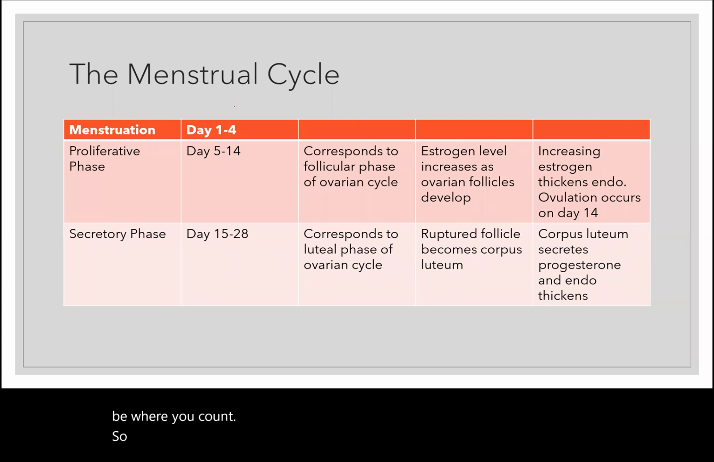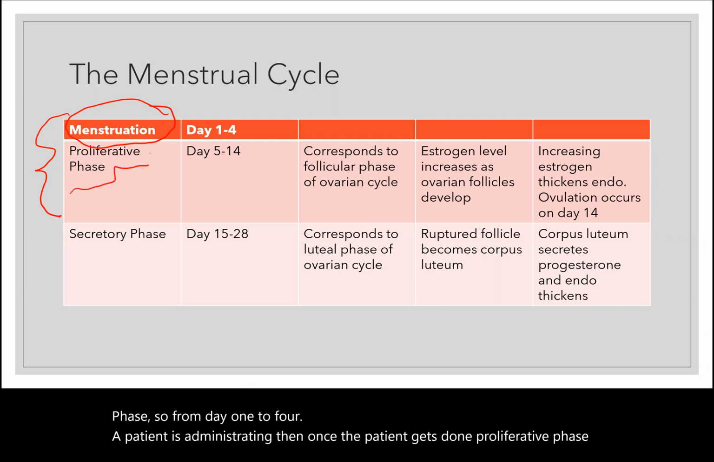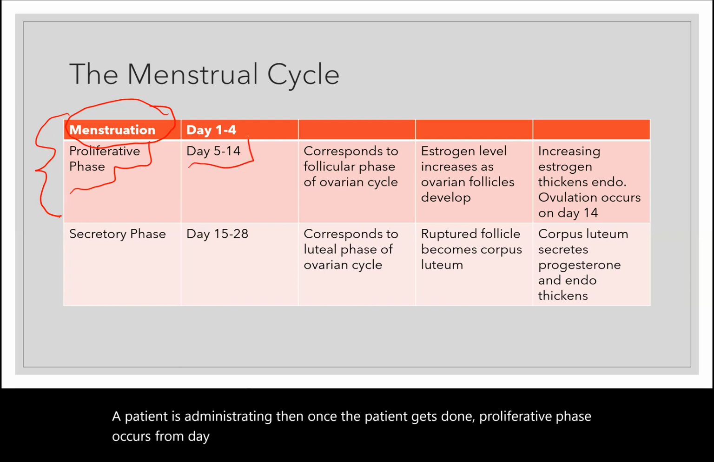So there's menstruation, which is day 1 to 4, if you're lucky. And then the proliferative phase, which I like to include both of these in the proliferative phase. But if you're being technical, menstruation is its own phase. So from day 1 to 4, a patient is menstruating. Then once the patient gets done, proliferative phase occurs from day 5 to 14. But if asked, I would say day 1 to 14.